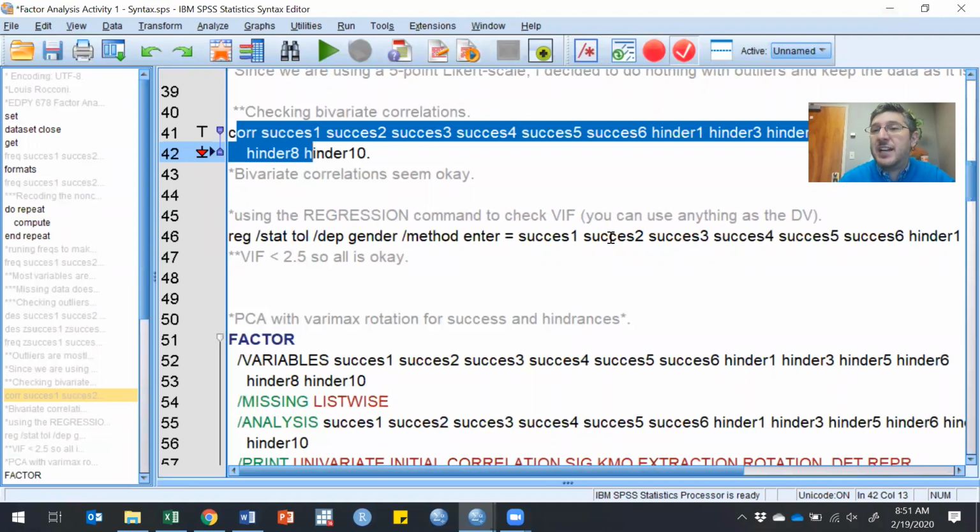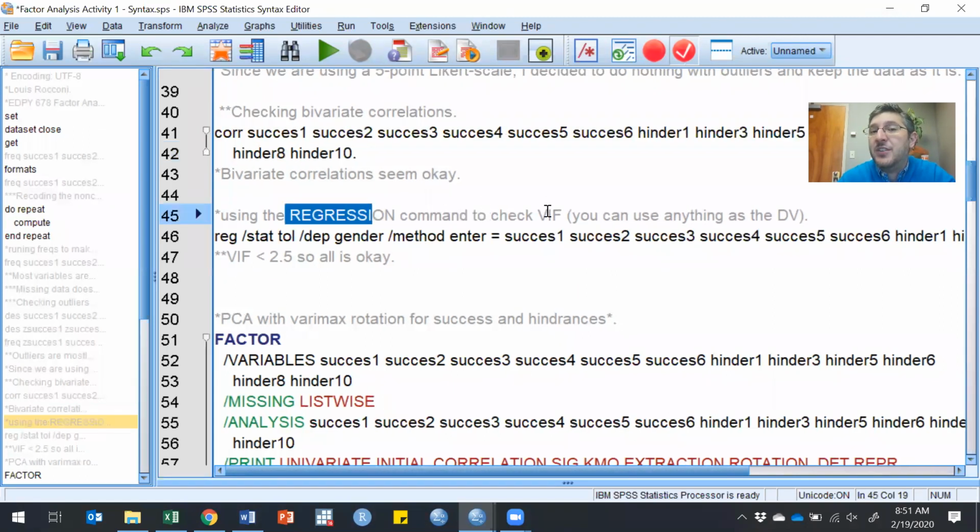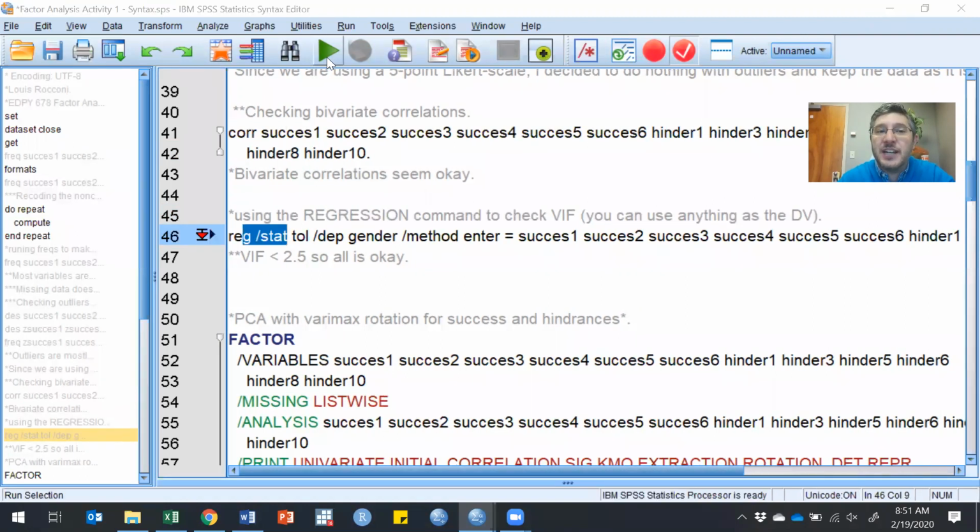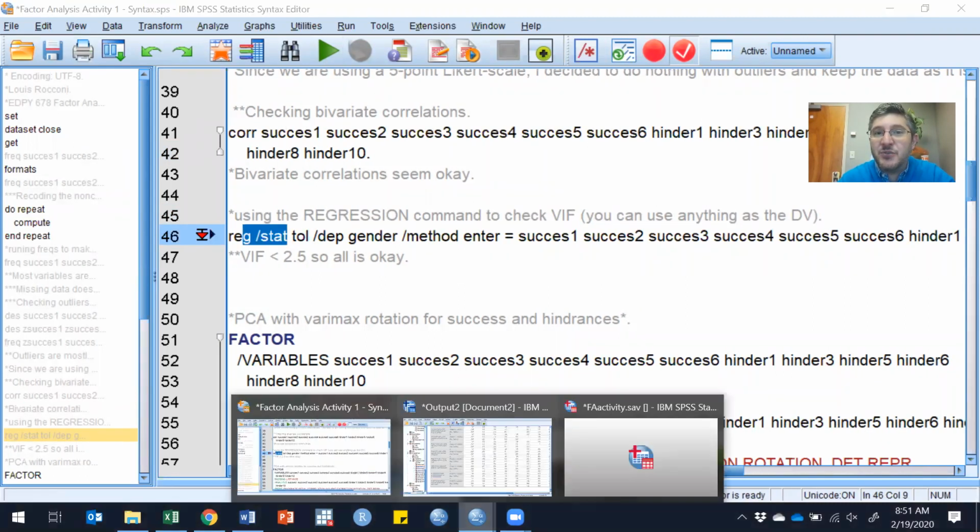If you want to check multicollinearity, the best way to do it is using the regression command and looking at what are called variance inflation factors. And we'll talk about this more when we talk about regression diagnostics. I'll just run my syntax here real quick.